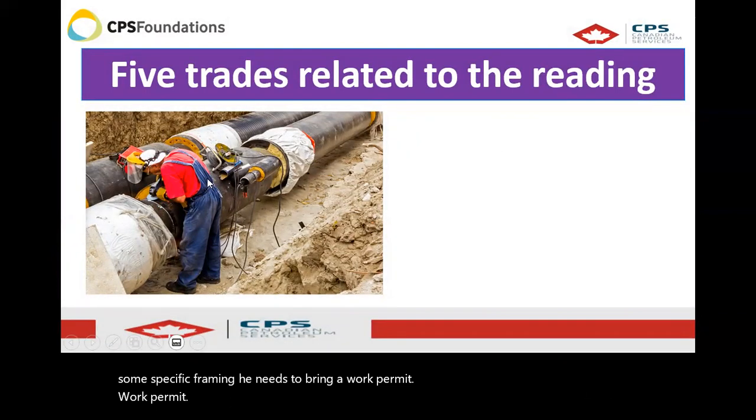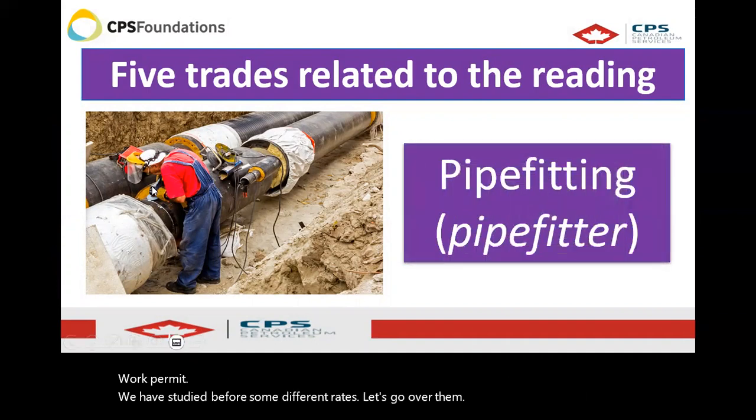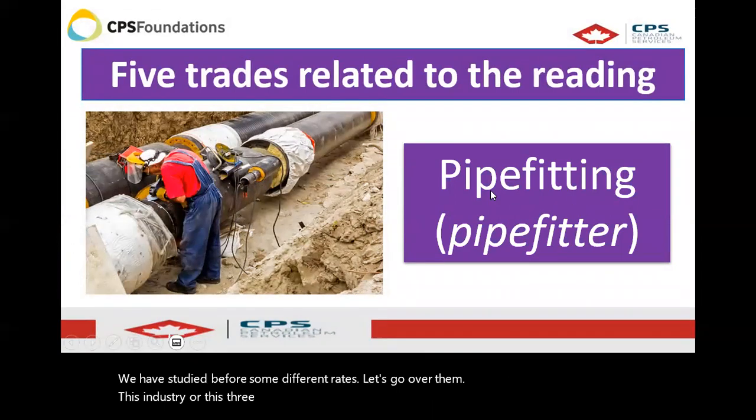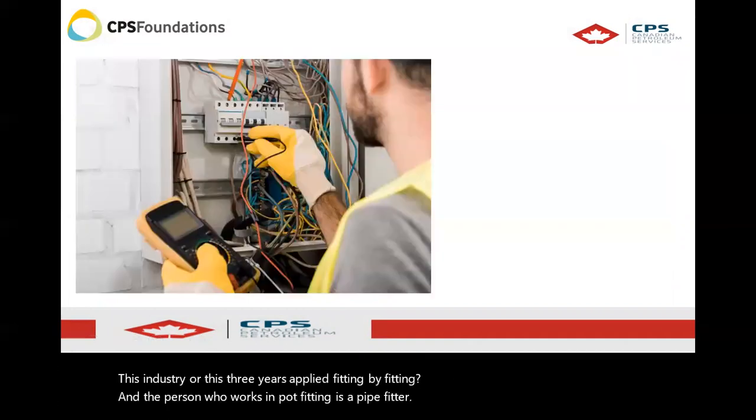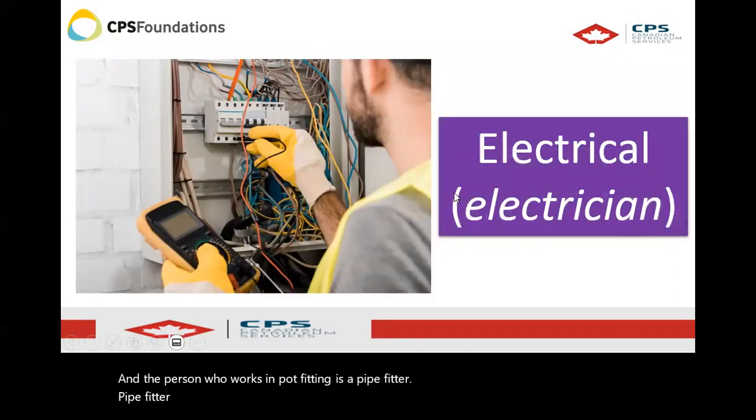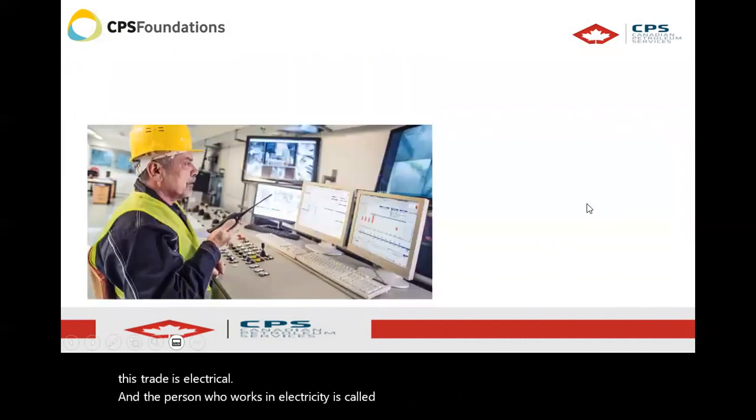We have studied before some different trades. Let's go over them. This trade is pipe fitting, and the person who works in pipe fitting is a pipe fitter. This trade is electrical, and the person who works in electricity is called electrician.